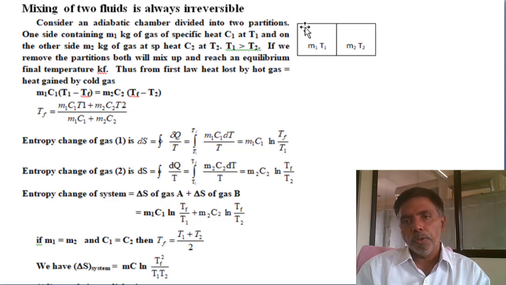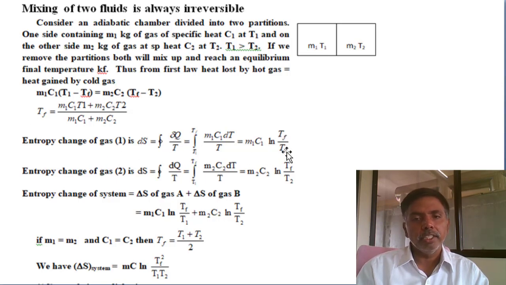If two different fluids having different temperatures, different specific heats, and different masses are mixed, automatically there is an entropy change. Initially one mass of fluid is at T1, and the other mass of fluid is at temperature T2. While mixing, they will reach an intermediate temperature, called TF. Then the change in entropy of gas A is M1C1 ln TF by T1, and the change in entropy of gas B, from T2 to TF, is M2C2 ln TF by T2.